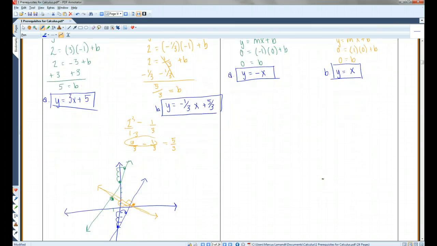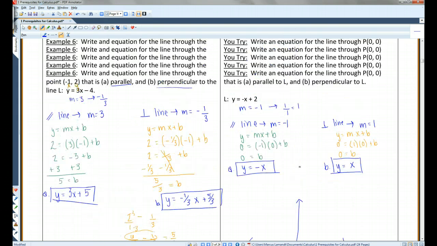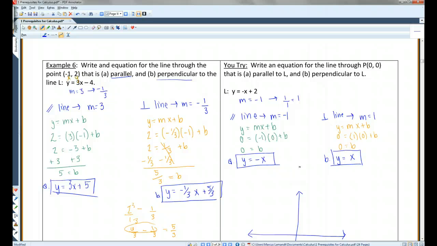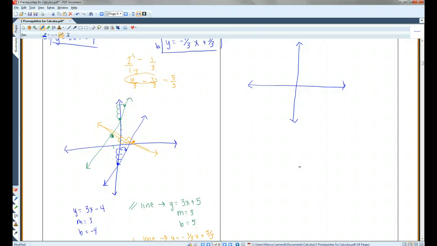I'm going to graph them down here. Alright, the original equation, what was it? Negative x plus 2. So in this case, my m is negative 1, my b is 2. So start here, go down 1 over 1. There's my original line.